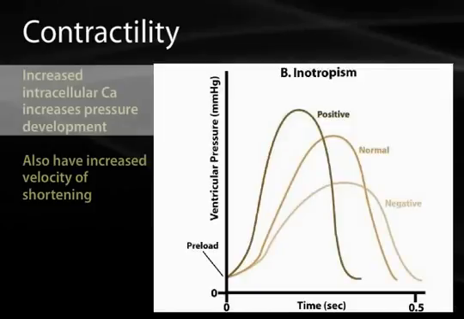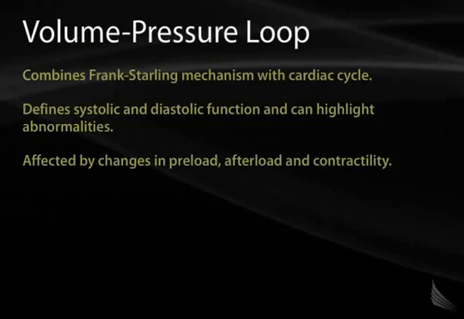Also, as contractility goes up because of intracellular calcium, the heart is able to generate more pressure with a given preload. The darker curve here in brown shows positive inotropy. As you decrease inotropy from positive to normal to negative, you can see the maximum ventricular pressure, and the speed at which the heart is able to generate that pressure over time goes down. This is the definition of increased contractility.